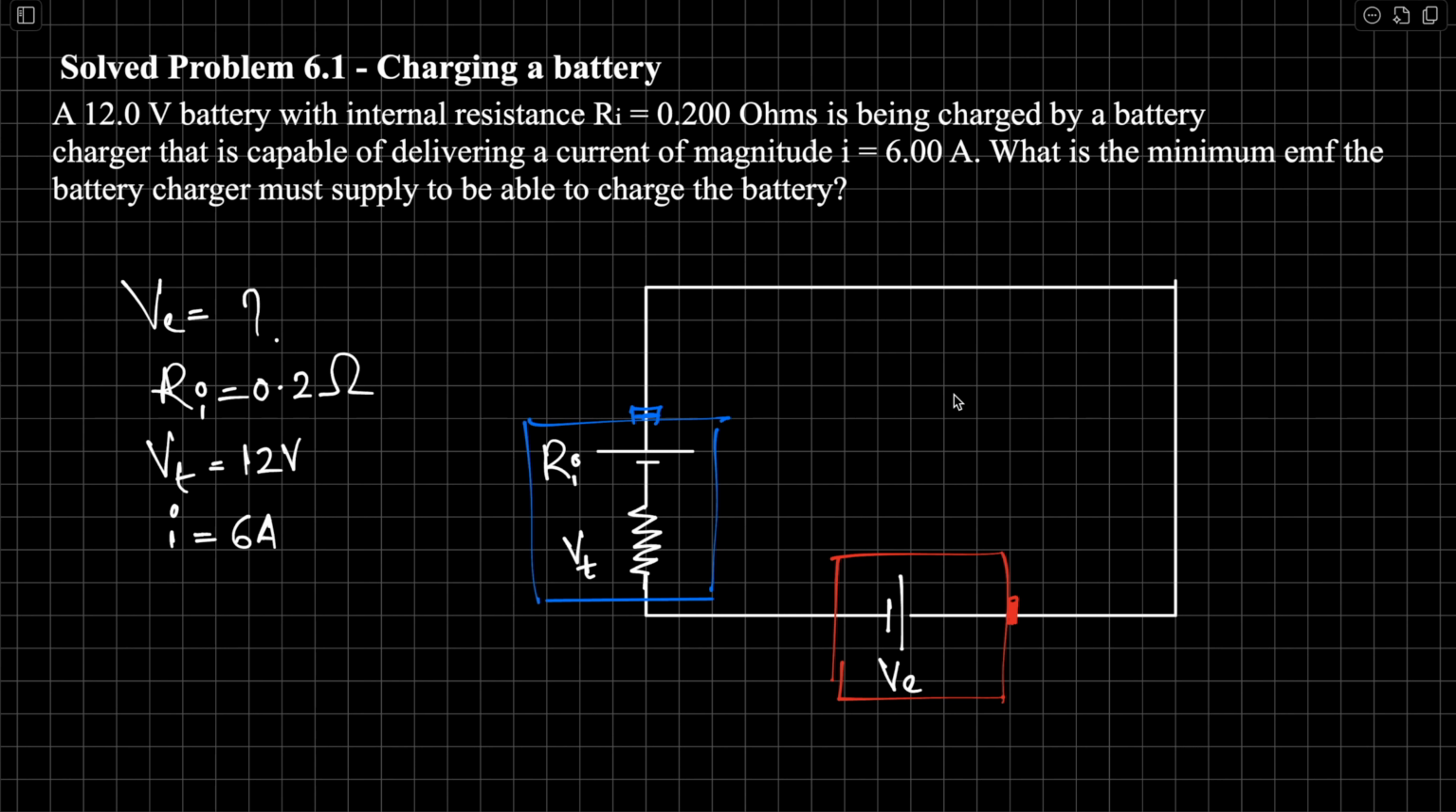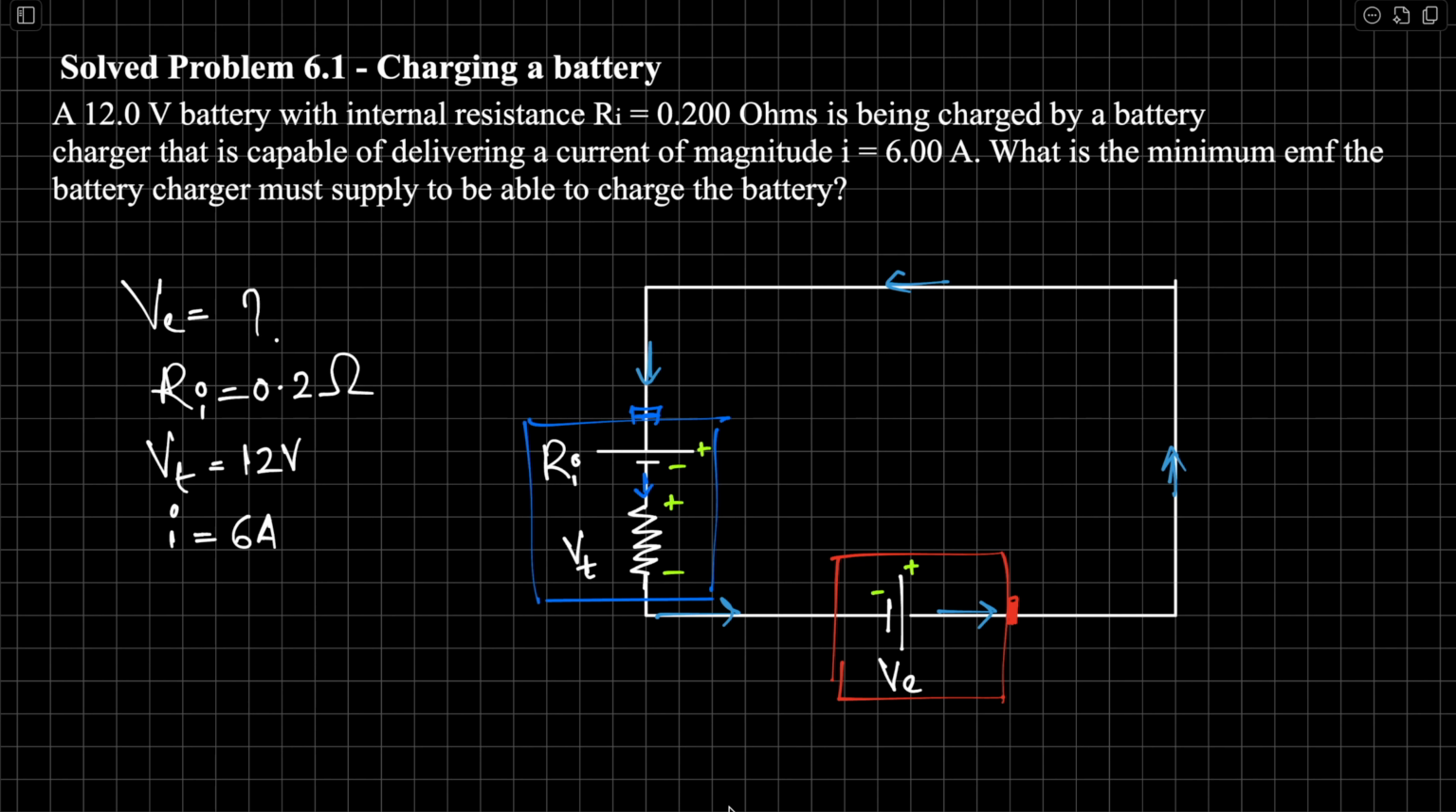So this is a single loop circuit. We can apply Kirchhoff's voltage rule to solve for VE. The first step is to choose the direction for the current. VE should be the larger battery here because it is being used to charge VT. So I'm following the direction of VE counterclockwise. That's the direction of current in the circuit. The second step is to mark the signs on the components. For this battery, this is negative, this is positive, positive, negative. Current is flowing downwards, plus, minus.